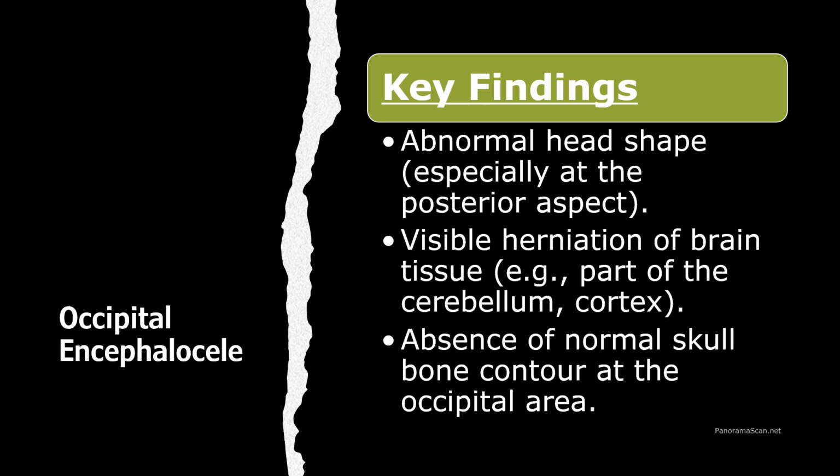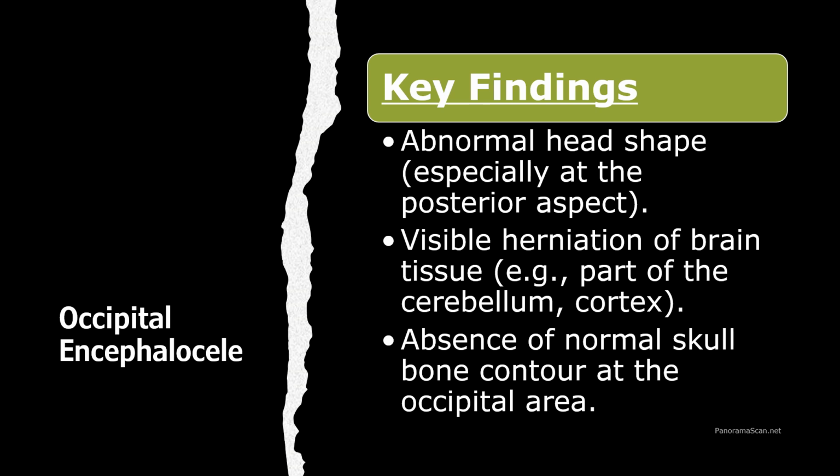Key ultrasound findings associated with occipital encephalocele. These findings provide critical clues for diagnosis and can be effectively visualized using 3D and 4D ultrasound imaging, as well as 2D, of course. First, there is an abnormal head shape, which is often observed, particularly at the posterior aspect of the skull. This irregularity is a significant marker prompting closer examination of the cranial structures.